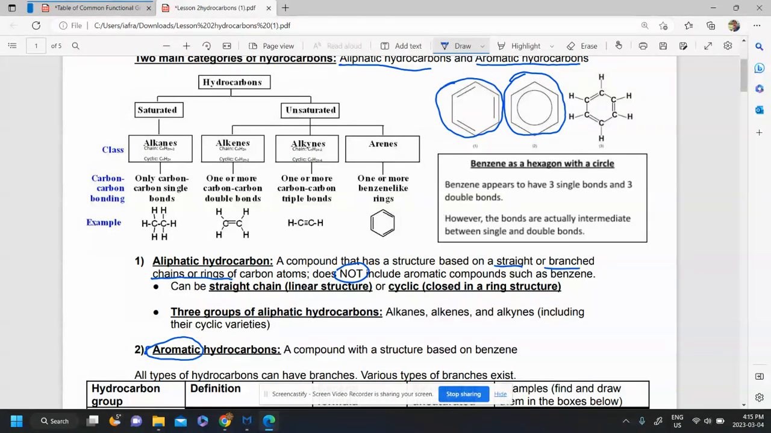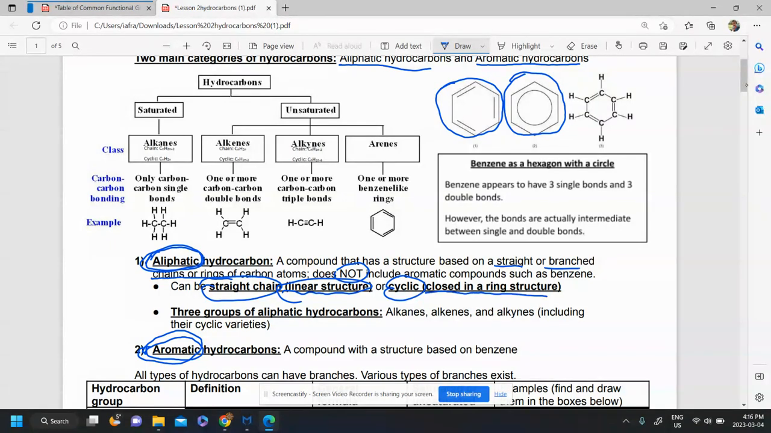So hydrocarbons that contain benzene are aromatic. But if you're a hydrocarbon, meaning only carbon and hydrogen, and you do not contain benzene, then you'd be considered aliphatic. So aliphatic are hydrocarbons without benzene. Aromatic are hydrocarbons with the benzene ring somewhere, one or more benzene rings. Aliphatic hydrocarbons can be straight chains, which means they're a linear structure. They could also be cyclic, a closed ring structure.